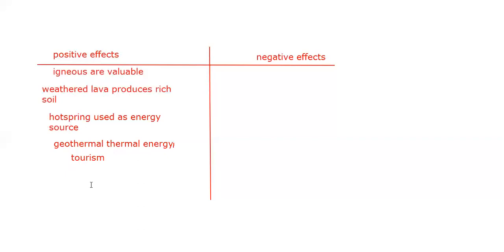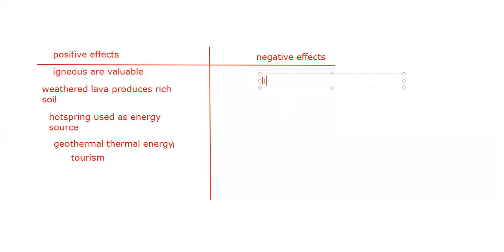Now, another positive effect, I'll not write it down, but mud rich in black iron sulfide is used in soap manufacturing in Dominica. Dominica also exports pumice, which is volcanic rock. Right? So now we'll be looking at the negative effects.